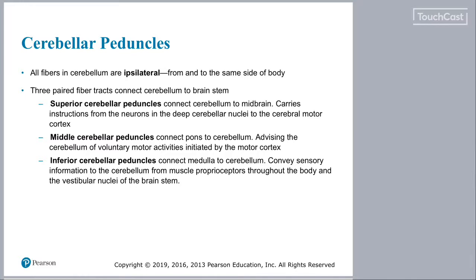So we have 3 paired fiber tracts that connect the cerebellum to our brainstem. So we know the brainstem is important because that's where information is coming from, sensory information, and then the motor output connects to the same place too. So our superior cerebellar peduncles connect our cerebellum to the midbrain. So this is going to carry instructions from the neuron to the cerebral motor cortex. Our middle cerebellar peduncles connect the pons to the cerebellum.